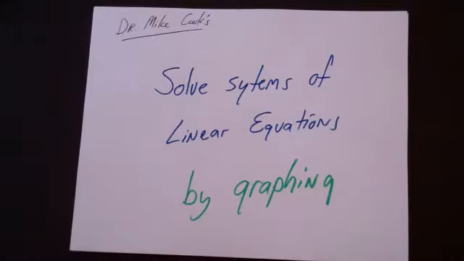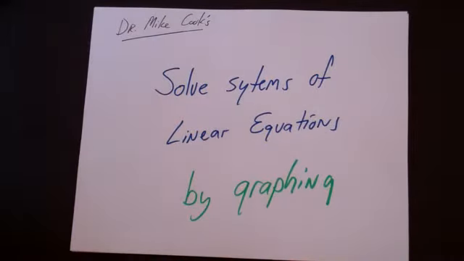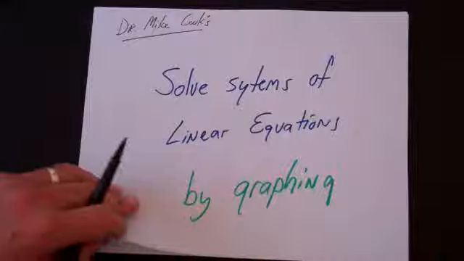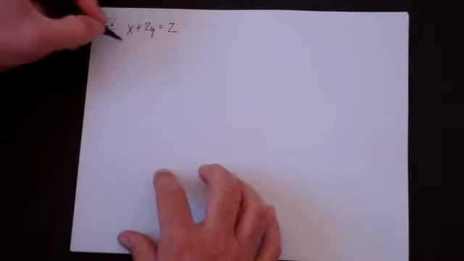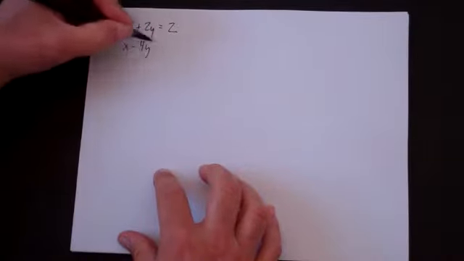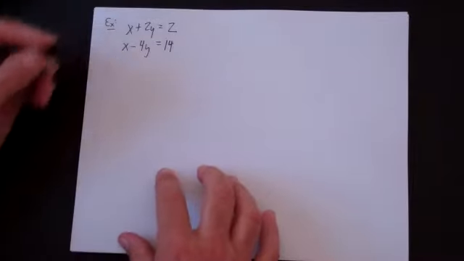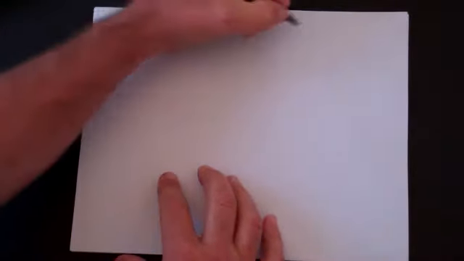Now let's look at the problem of solving systems of linear equations by graphing. So let's look at an example. An example is x plus 2y is equal to 2, x minus 4y is equal to 14. To solve by graphing, there's basically just a few steps.